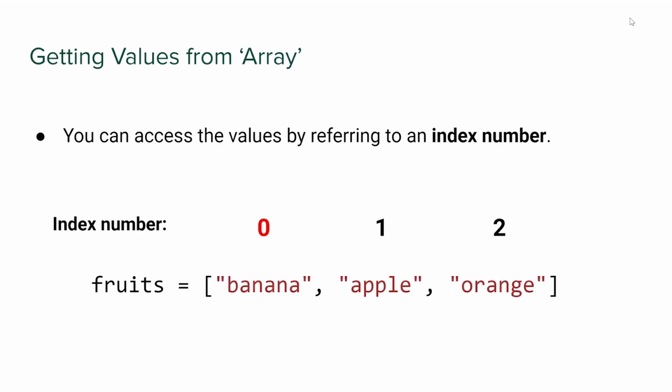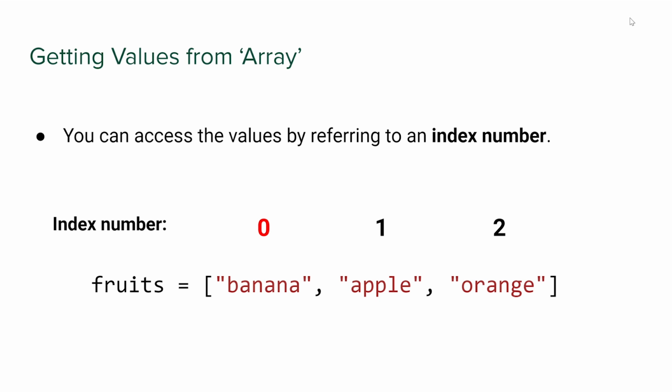So getting values from arrays. Now we've been talking about storing values in arrays, inputting values into arrays, essentially, right? We're storing values. But we want to get the values out and then work with them. So you can access the values by referring to an index number. The index number indicates where that particular value in the list is positioned within the list.